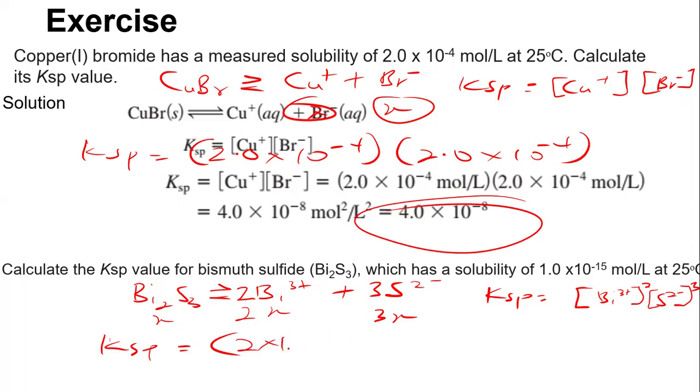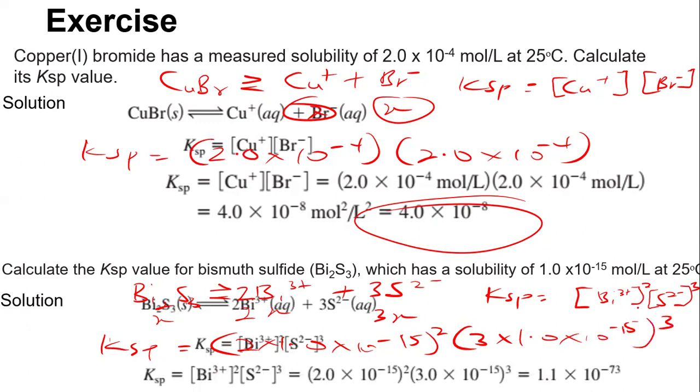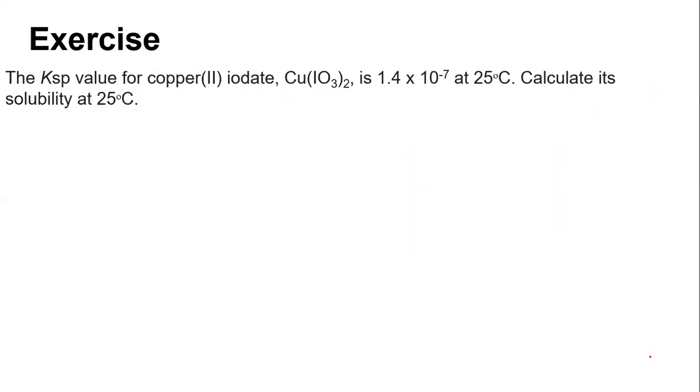This is the solubility, 1.0 times 10 raised to the power negative 15, all squared, multiplying 3 times x, which is 1.0 times 10 raised to the power negative 15, all raised to the power 3. Then we can simplify this to get our answer. This is what has been provided. We'll simplify, and then we'll get 1.1 times 10 raised to the power negative 73 as our answer.